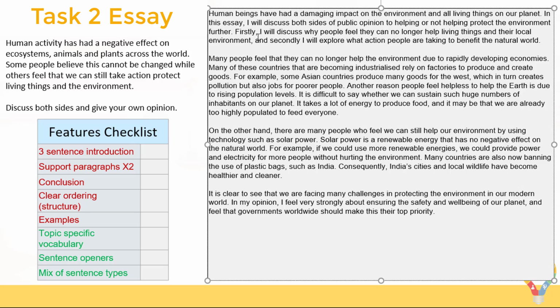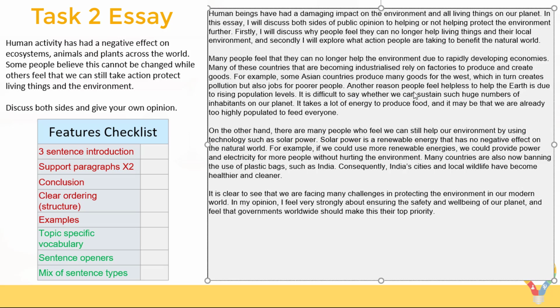So, we've read the introduction. Let's read back from our first body paragraph here. Many people feel that they can no longer help the environment due to rapidly developing economies. Many of these countries that are becoming industrialized rely on factories to produce and create goods. For example, some Asian countries produce many goods for the West, which in turn creates pollution, but also jobs for poorer people. And let's move on to my second point.